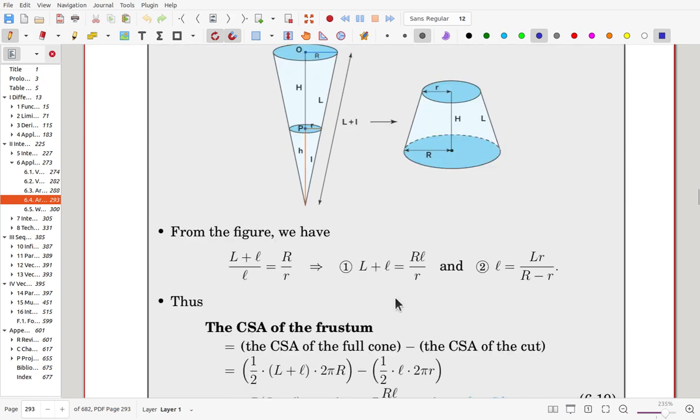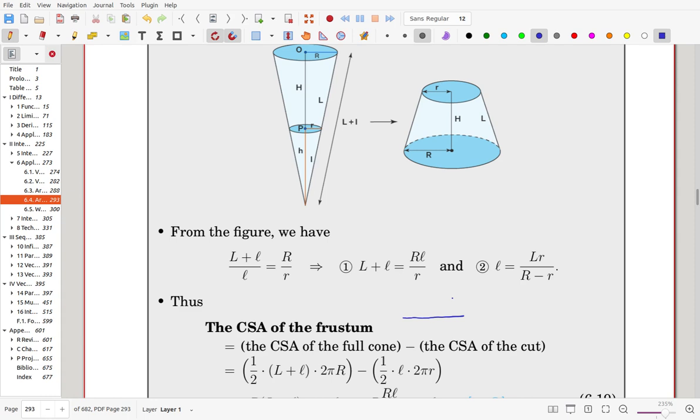Now, the curved surface area of the frustum is the same as this full cone surface area minus the surface area of the small cone cut out. Now, here the formula is given in this way. Once it is cut, it becomes a sector. So in high school, you learned this one.